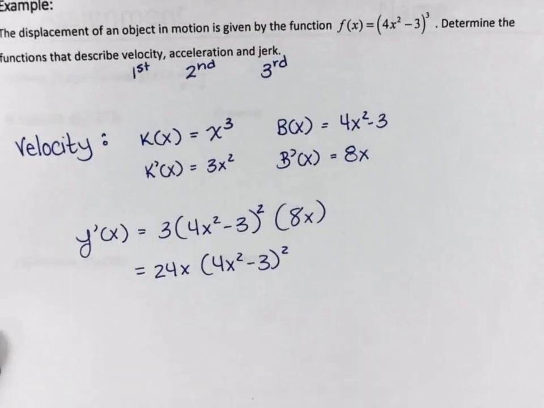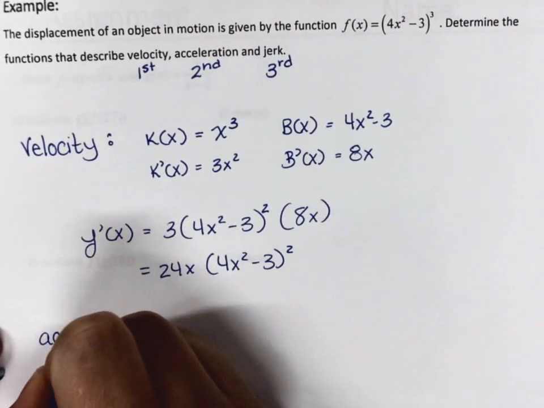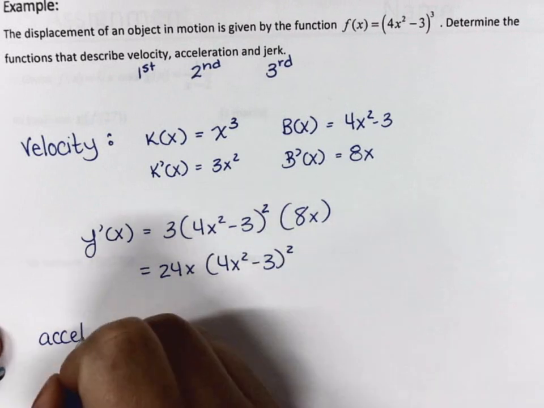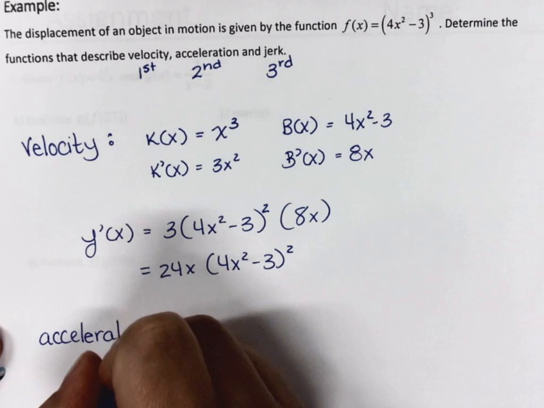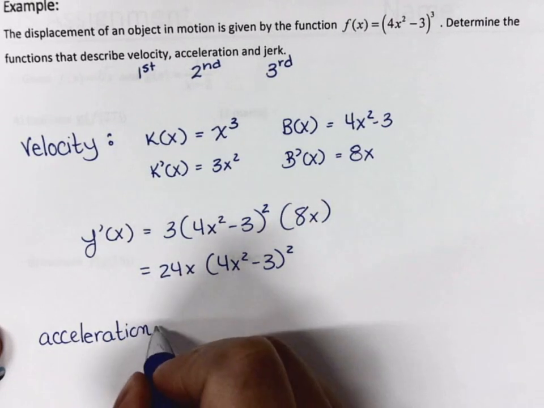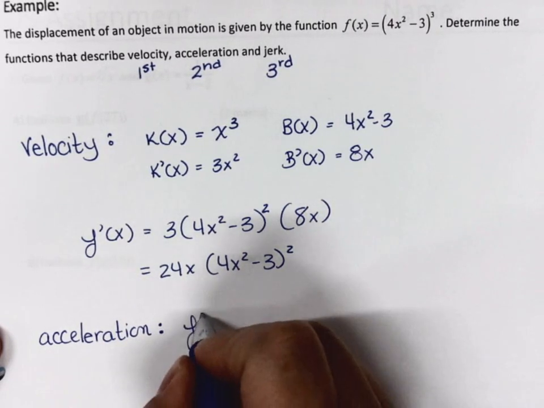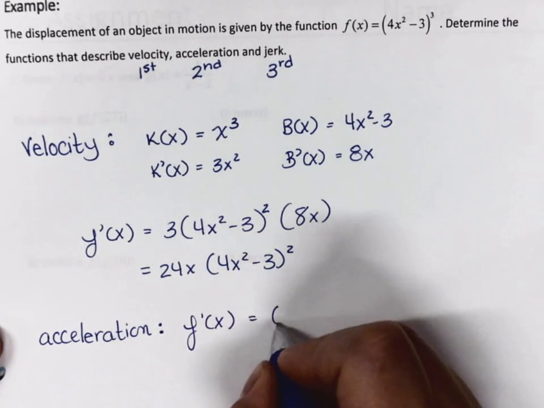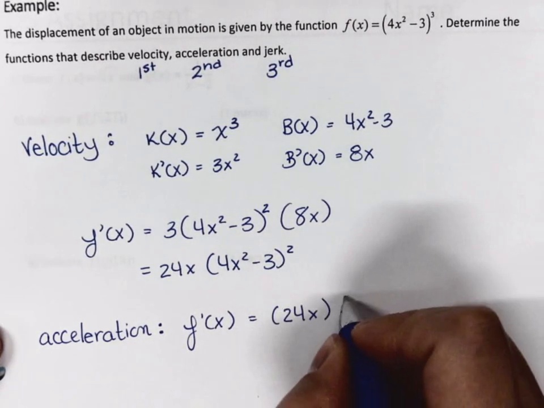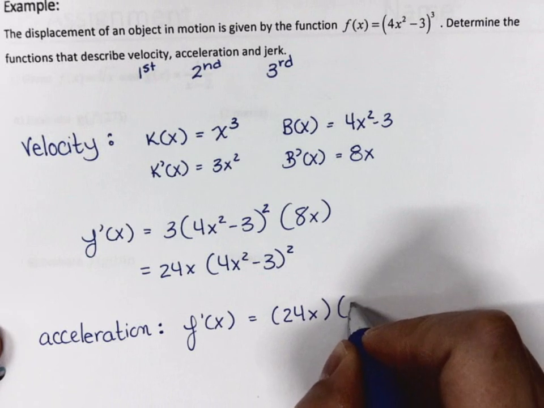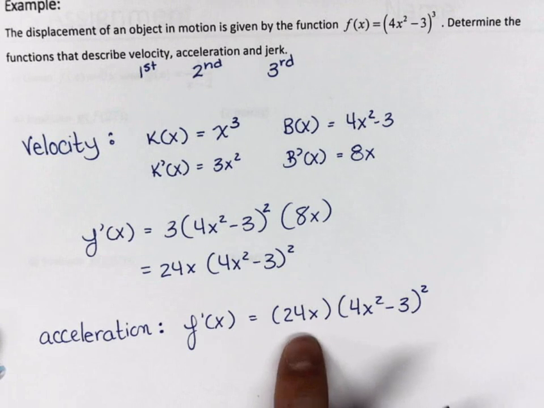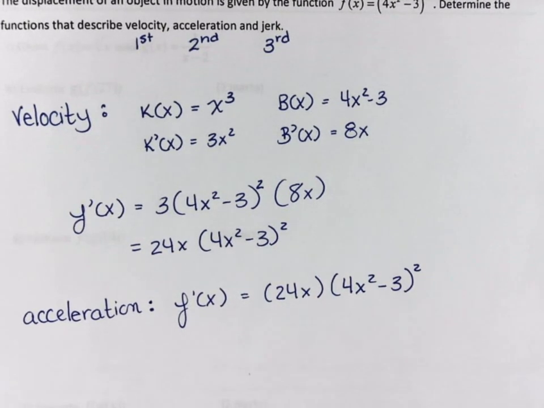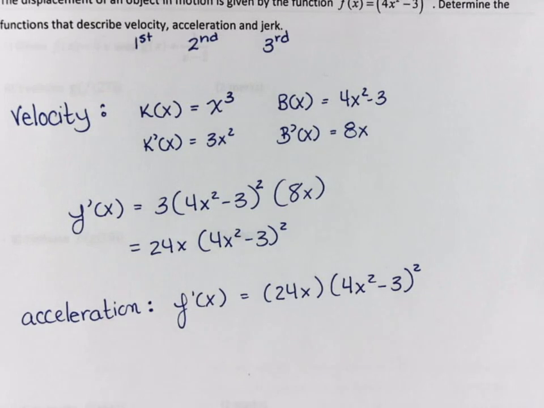Okay, so now we're going to go to acceleration. So really, when we're looking at acceleration, I have here a composite function being multiplied by another function. So this is the chain rule and product rule all combined again.